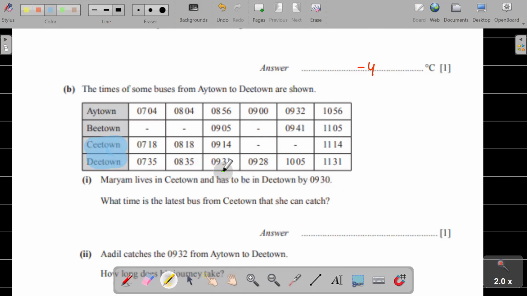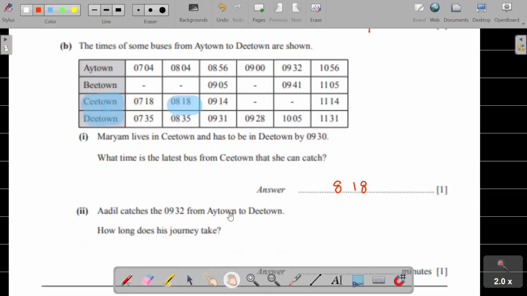So you can see from here that if we consider this time, it is 9:31. So that is not possible. She should be reaching before 9:30. So what is she going to do? She is going to consider this time. She should leave C town by 8:18 and she will be reaching there by 8:35, before 9:30. That is the only time she can choose. So it will be 8:18.